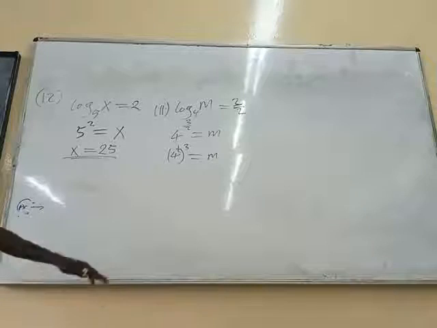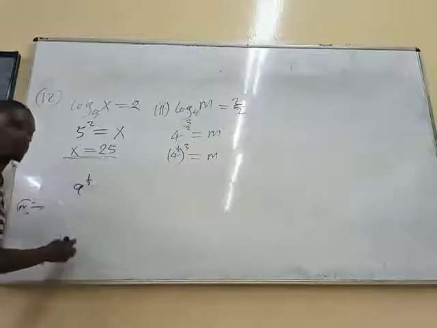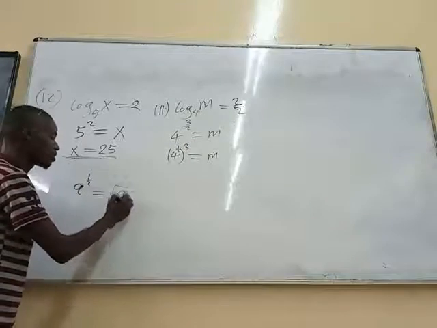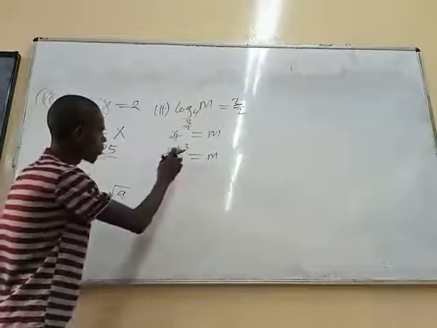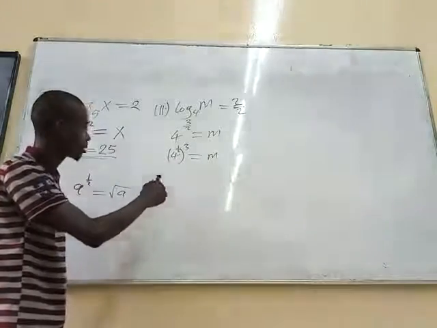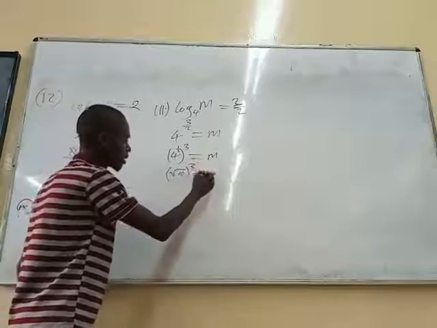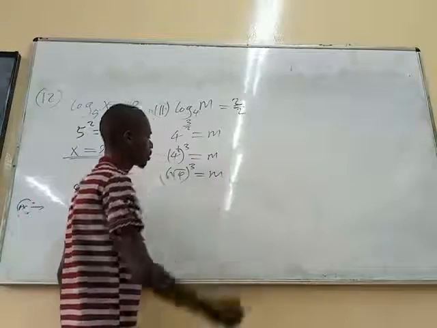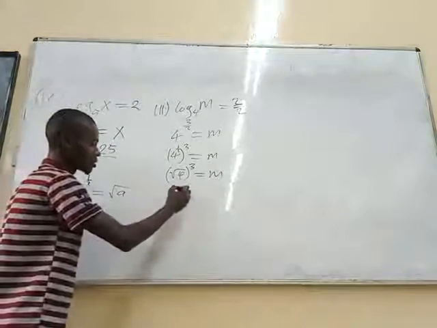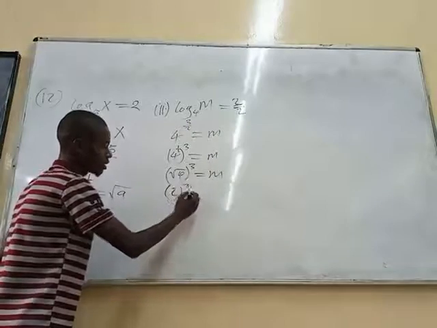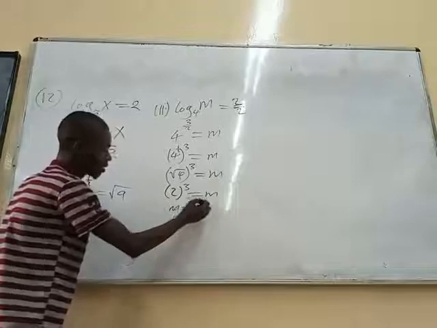From there, any letter or number raised to power half is just equal to the square root of that letter or number. So even here, we do the same. 4 to the power half becomes the square root of 4, and then we raise this to power 3, which is equal to m. The square root of 4 is 2, and then we raise this to power 3, which is equal to m. And then our m will finally be equal to 8.